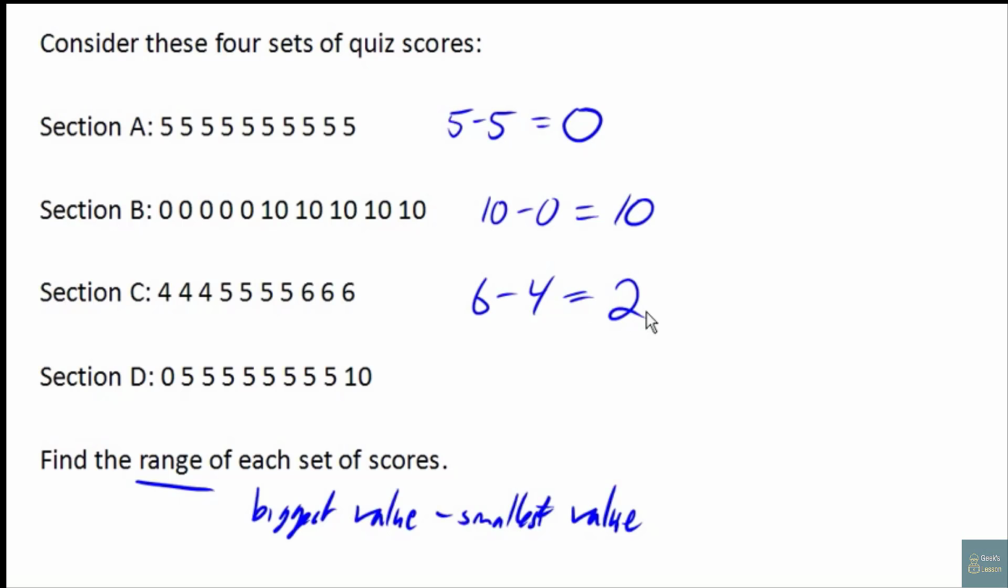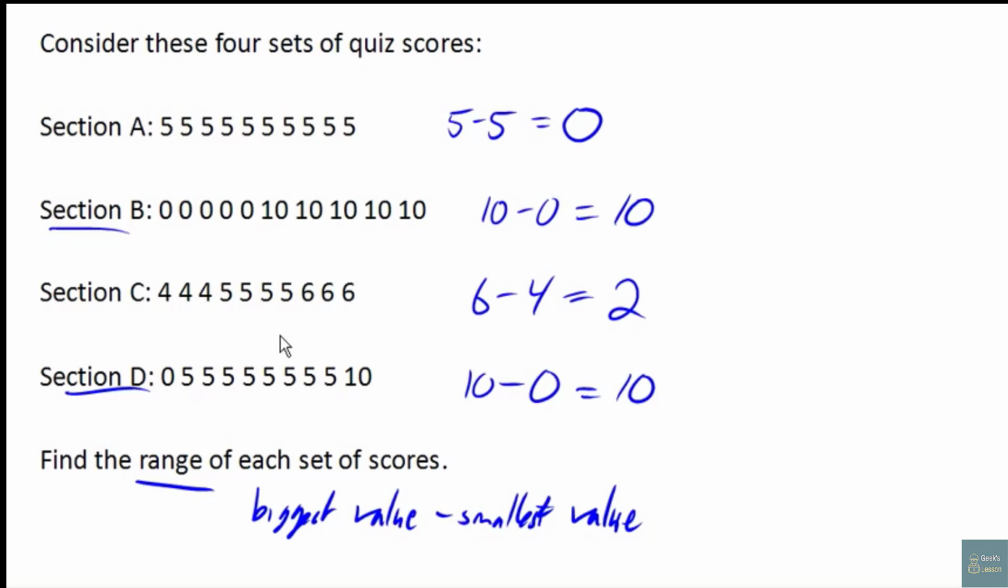And this seems to be capturing pretty well how spread out the data is, until we look at this last set, where the range is also 10. But if we look at this data set and this data set, we can see that they're quite different. This set, half the class failed and half the class got perfect, whereas in this class, we had 1 failure, 1 perfect score, and a lot of people right in the middle.